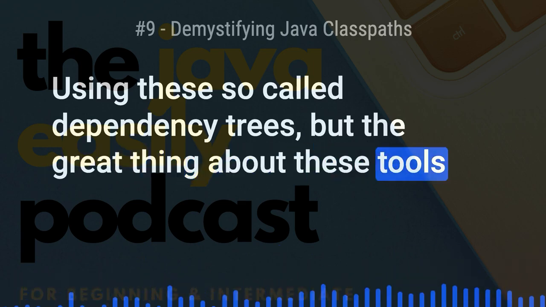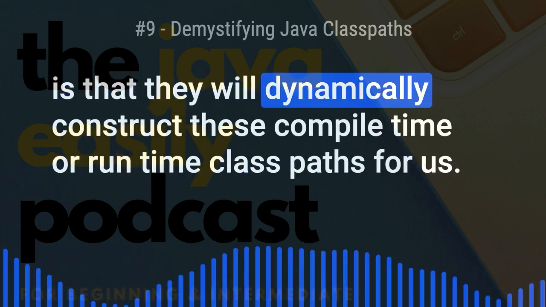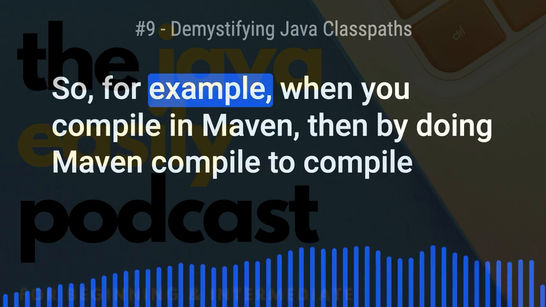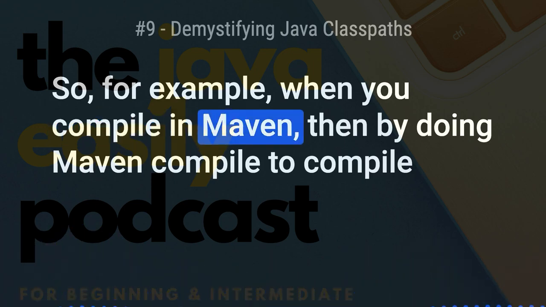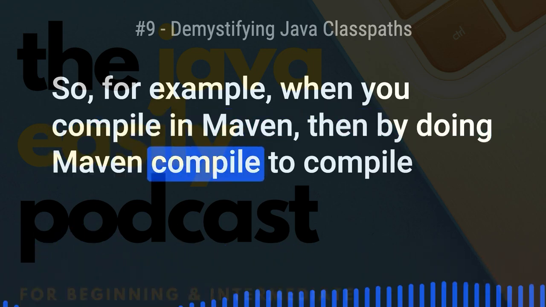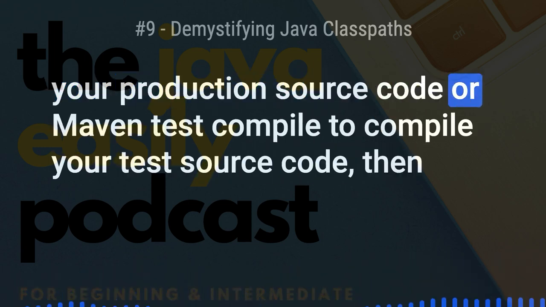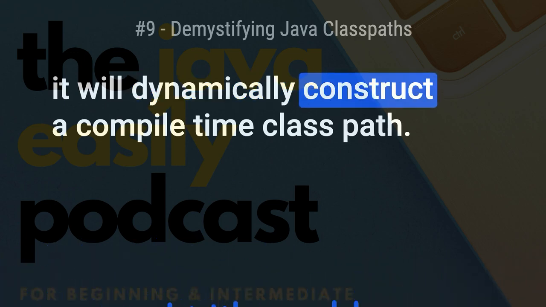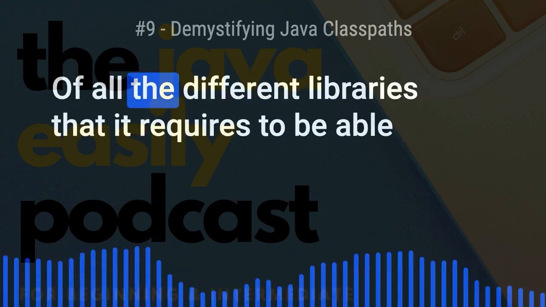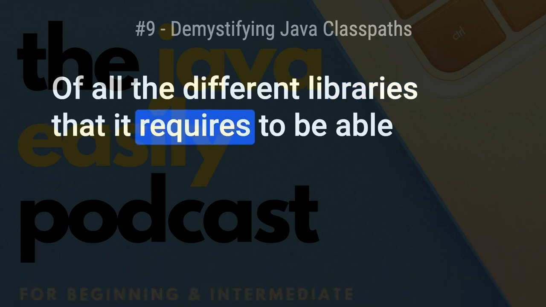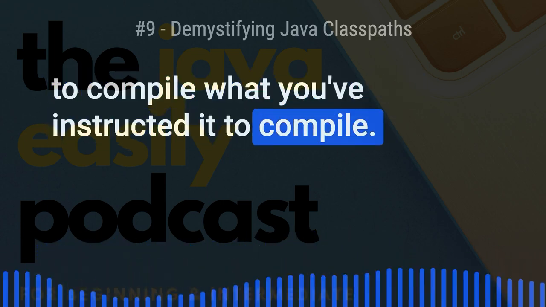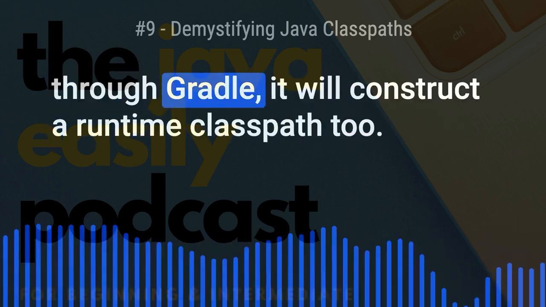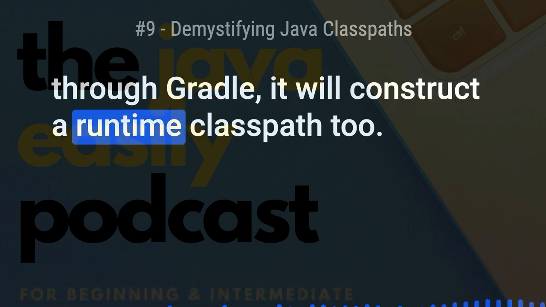But the great thing about these tools is that they will dynamically construct these compile time or runtime class paths for us. So for example, when you compile in Maven, by doing mvn compile to compile your production source code, or mvn test-compile to compile your test source code, it will dynamically construct a compile time class path of all the different libraries that it requires to be able to compile what you've instructed it to compile. Similarly, if you run an application through Maven or through Gradle, it will construct a runtime class path too.